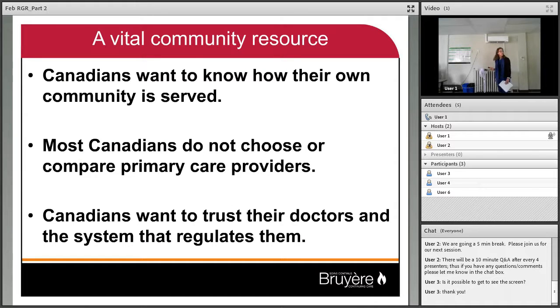So Canadians want to know how their community is served. They don't really engage in active choice of providers at the primary care level, but they do want to trust their doctors and the system that regulates it. So how we collect information and report it to them needs to start better meeting the needs of Canadians, because primary care is important.